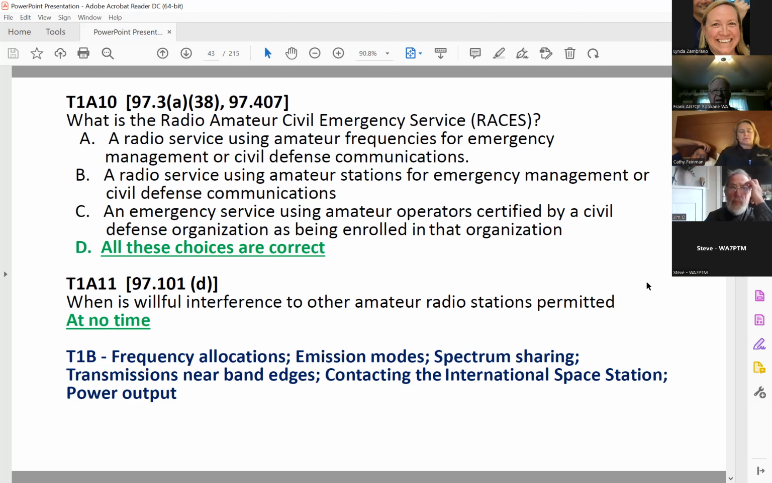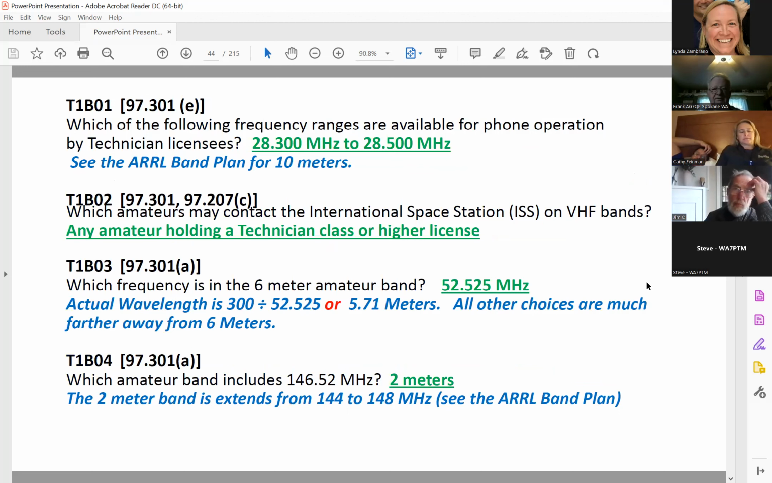And they go through there and they listen, like, for example, this is a 10-meter band. It's from 28.3 to 28.5. That's just what was selected. Which amateurs may contact International Space Station on the VHF bands? Any amateur operator holding a technician or higher license, because VHF is a technician band.